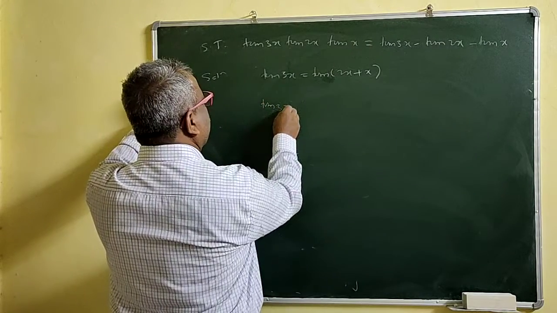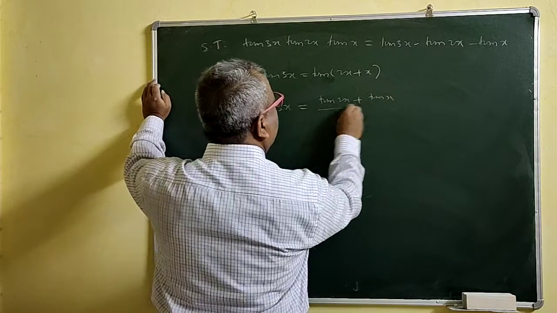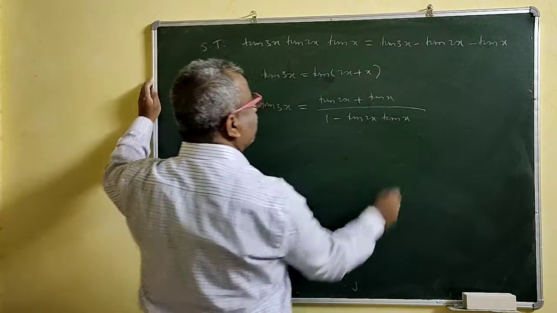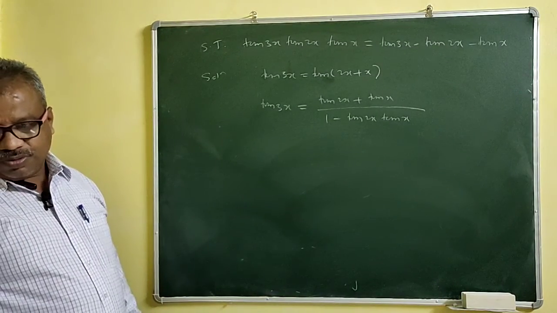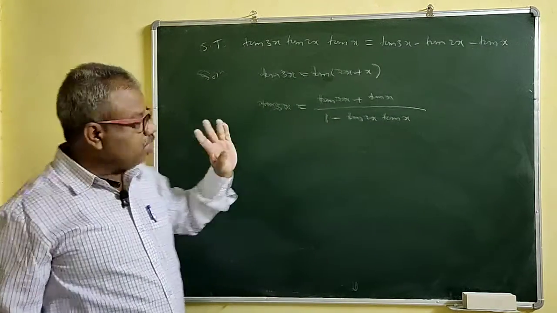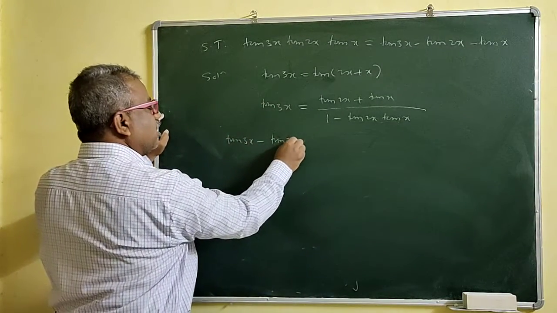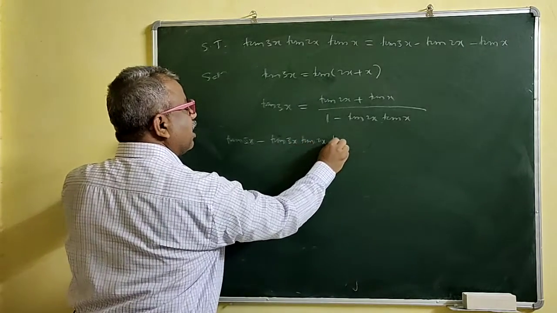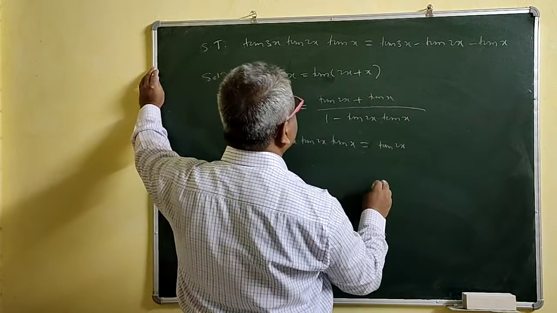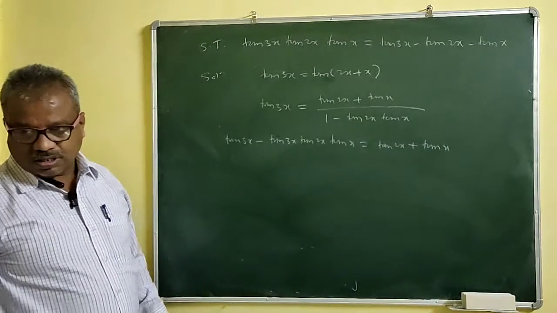So tan 3x is tan 2x plus tan x upon 1 minus tan 2x tan x, right? We get this. Now what will we do? We'll shift the denominator to this side, that means multiply by it. What do we get? Tan 3x minus tan 3x tan 2x tan x is equal to tan 2x plus tan x.